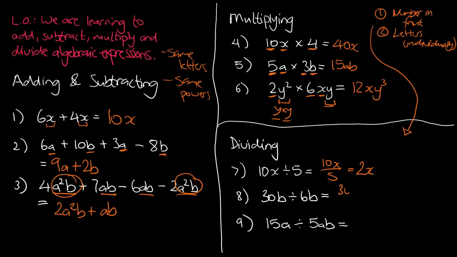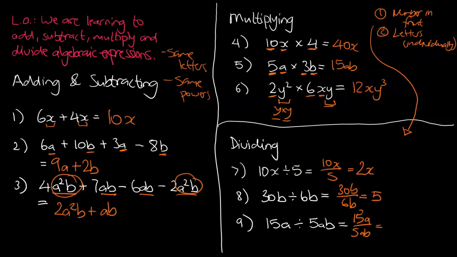So we've got our next question. We've got 30b divided by 6b. Same process. Let's look at the numbers first. We've got 30 divided by 6. Well, that's going to be 5. And we can see we've got b divided by b. And when there's a b on the top and the bottom, they cancel each other out, leaving us with no b. We can just ignore that. They've cancelled each other out. The answer is just 5. No b's.